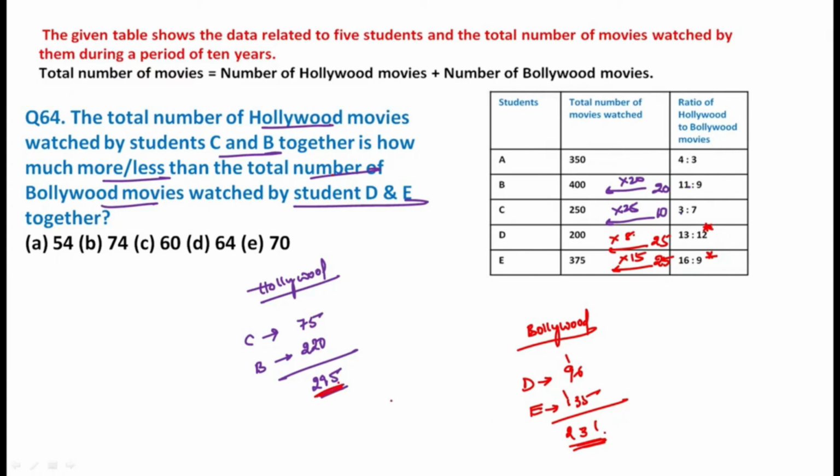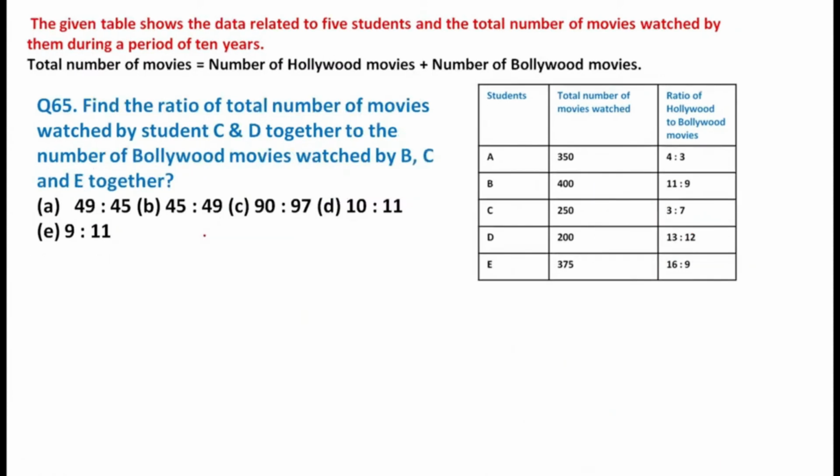5 minus 1, 4; 6 minus 3. 9 minus 3 is equal to 6. So the answer is 64. Next, number 65.